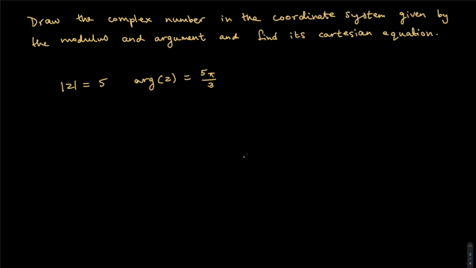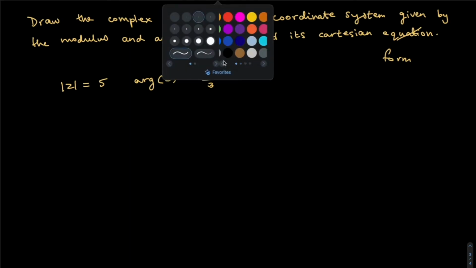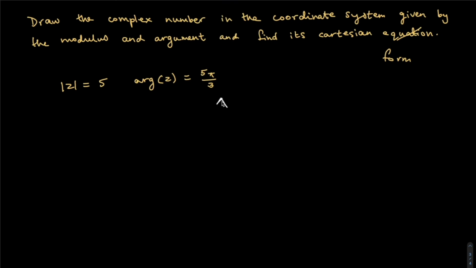Cartesian equation in the sense that they want to start in the Cartesian form, right? So a better way of saying this would be in its Cartesian form. Okay, so let's draw it first, right? So let me draw the coordinate system. I'll change the color, and I'll take white.